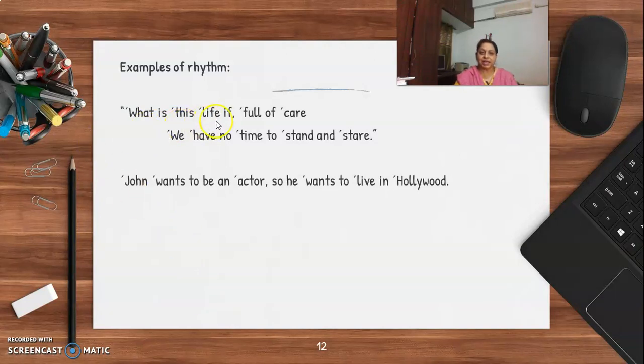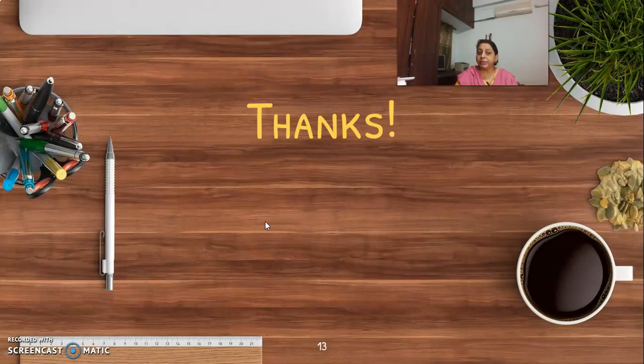So, what is this life if full of care? We have no time to stand and stare. John wants to be an actor. So he wants to live in Hollywood. So the stress comes on the content words and not on these functional structure words. Those are examples of rhythm. And so, have a rhythmic learning of English.